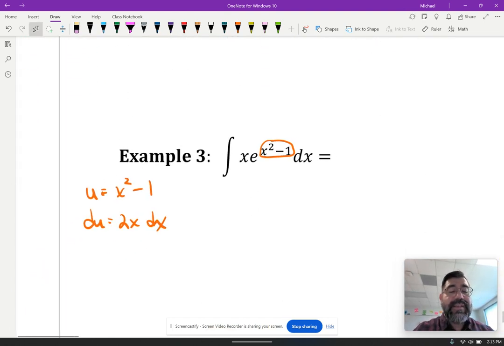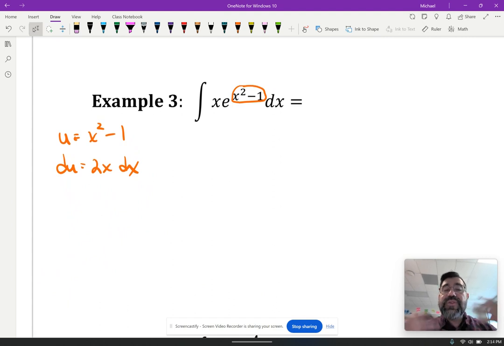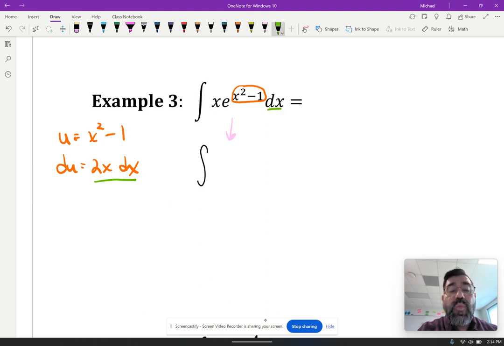Let's look at example 3 right under it. Let's try this process. So let's replace some things. Okay, so do I have enough to replace? I have my u taken care of, right? Whatever's in orange, I'm going to replace it with that. But I need 2x dx in order to replace it with a du. But I only have 1x dx.